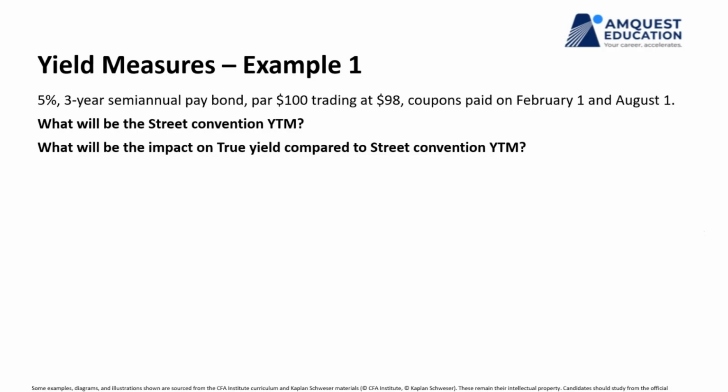Street convention YTM is what you generally calculate based on your calculators, right? So street convention YTM is your standard calculator output. Given this is a semi-annual bond, I want to just cover one additional aspect here. Let's see how much your YTM is first, and then we'll talk about it. So give it a try.